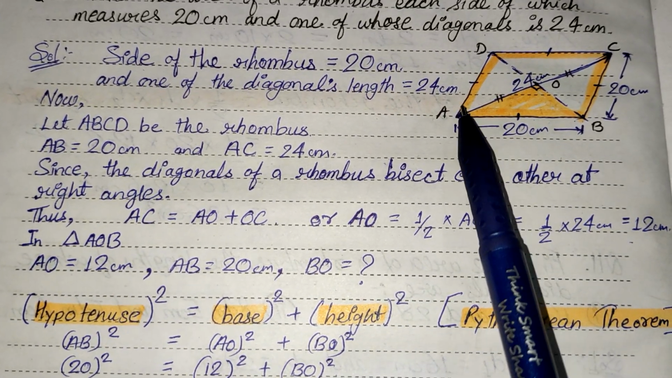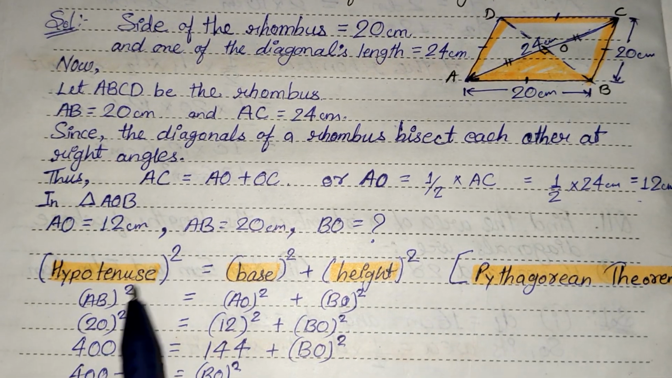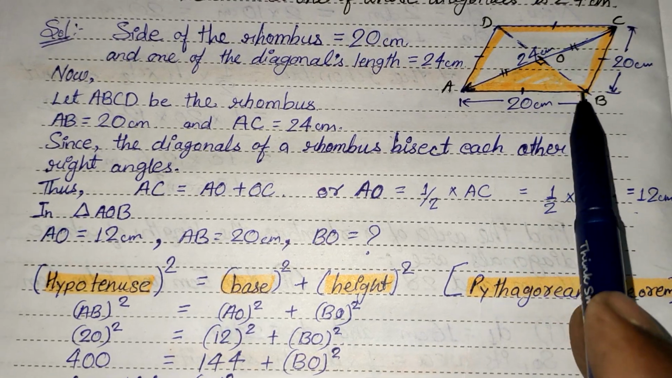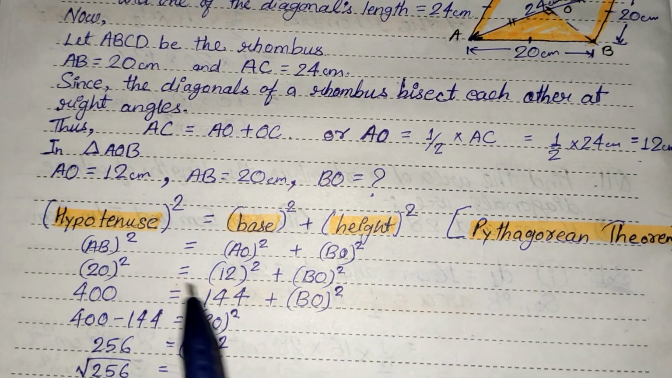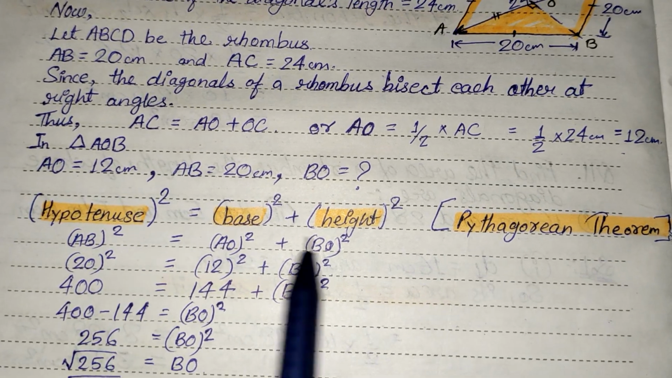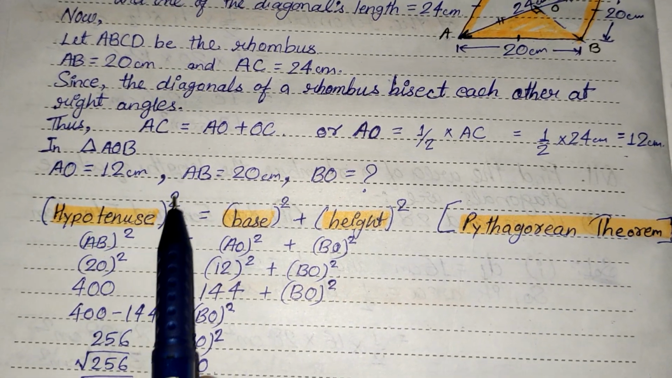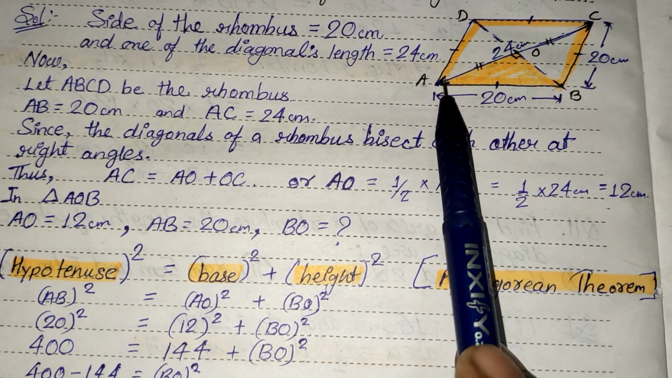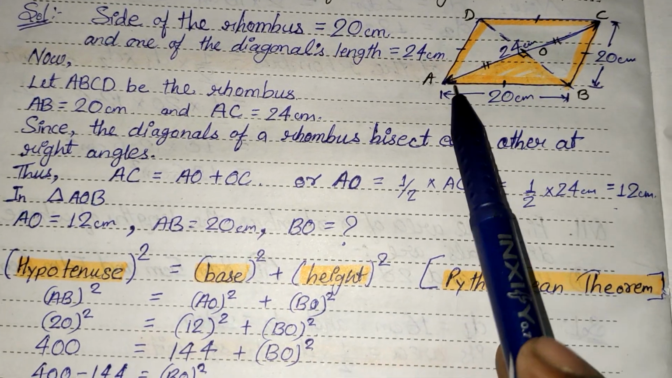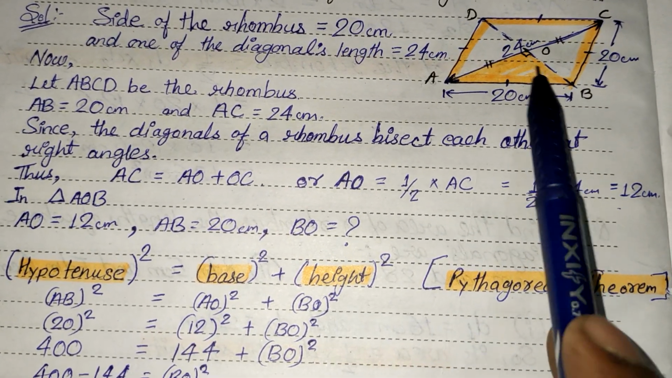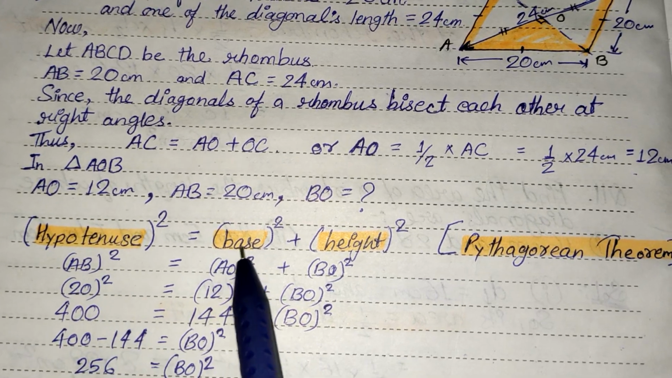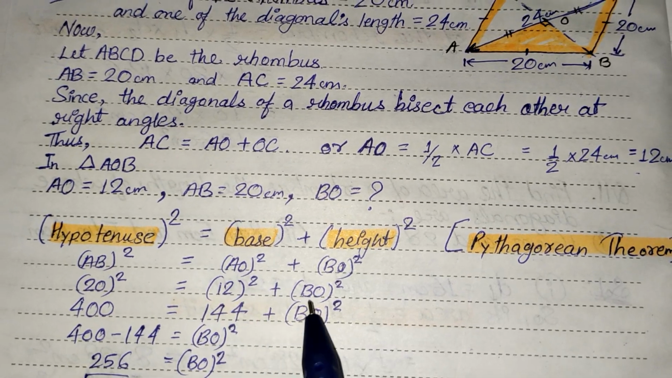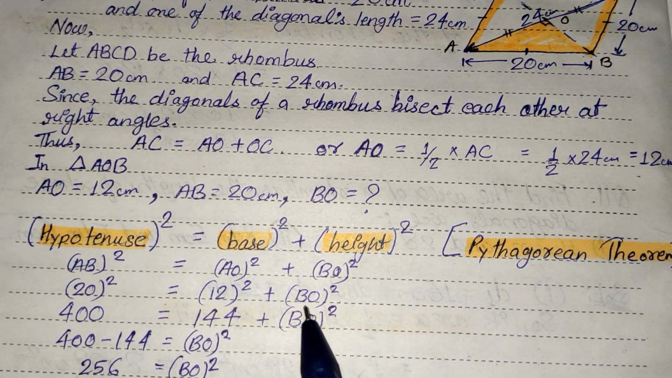Now in triangle AOB, AO is equal to 12 centimeter, AB is equal to 20 centimeter. We have to find BO. Now using Pythagorean theorem, we have hypotenuse square is equal to base square plus height square. So what is hypotenuse here? Here AB is the hypotenuse, base is AO, and height is BO. So hypotenuse AB square, base AO square plus height BO square. Now put the value. We have 20 square is equal to 12 square plus BO square.